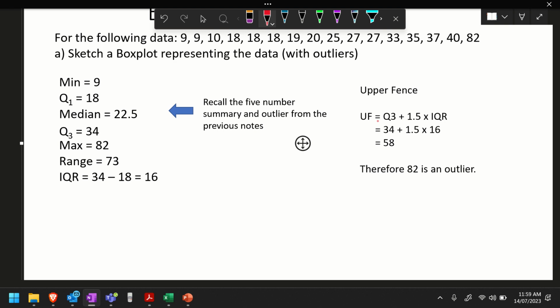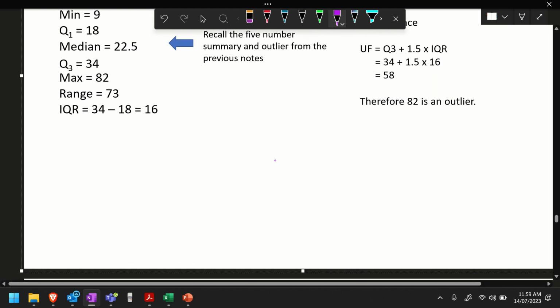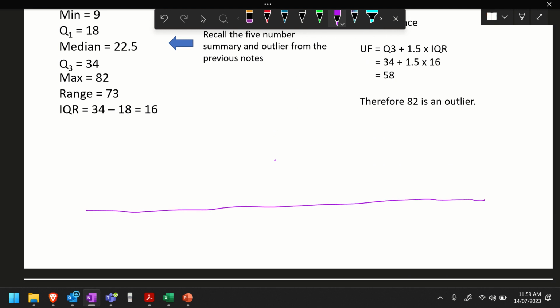Georgie, can you tell me what's my minimum and maximum for this? 9 and 82. Good. So that means my number line needs to start at 9, or at least include 9, and go up to 82. So draw your number line. I might go up by 10, starting at 0. So that's 0, 10, 20, 30, 40, 50, 60, 70, 80, and then 90. I'll go up to 100.